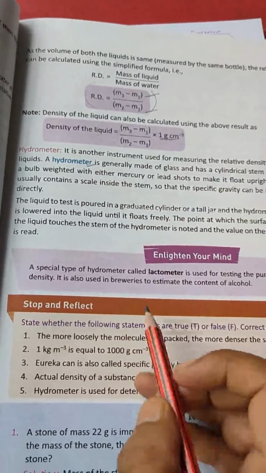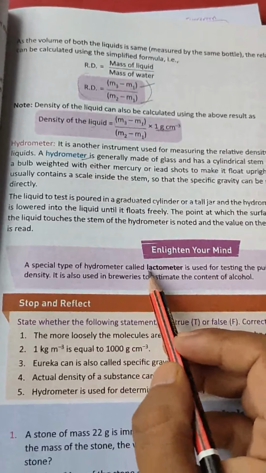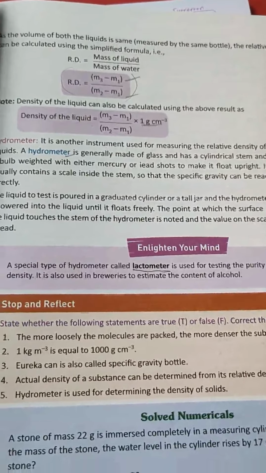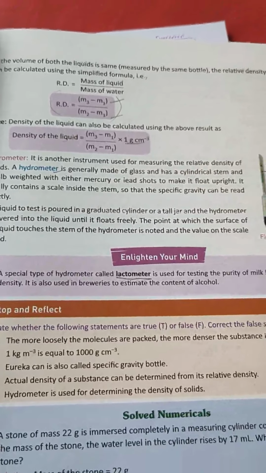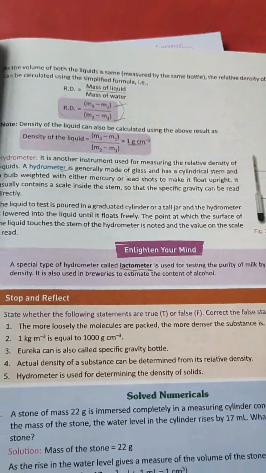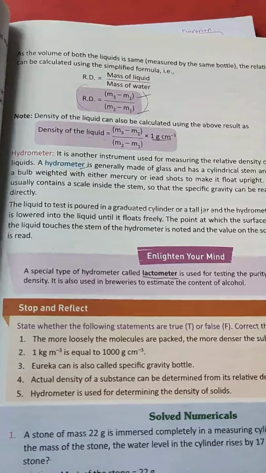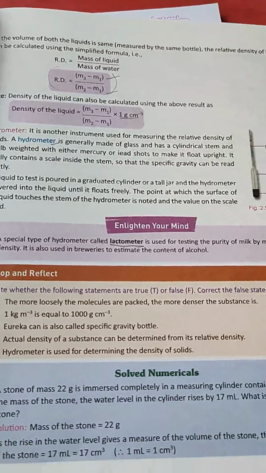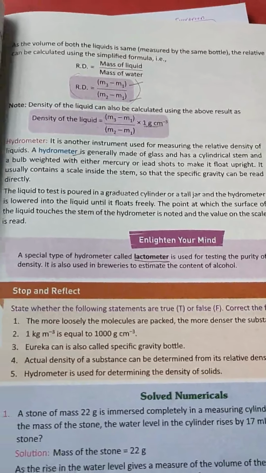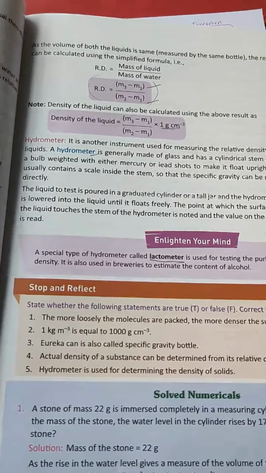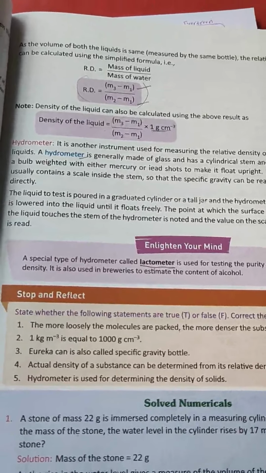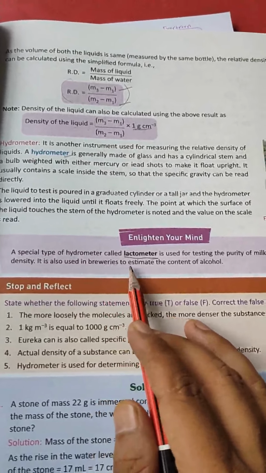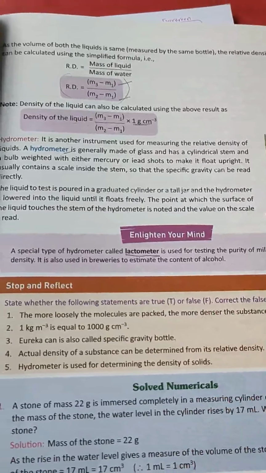And then we have a special hydrometer, called a lactometer, which is used to find the purity of milk. It checks the density of milk. If it is in the pure range on that scale, it means the milk is pure. So we can check the density of milk, and then finally we can check whether the milk is pure or not. It is also used in breweries to estimate the content of alcohol.